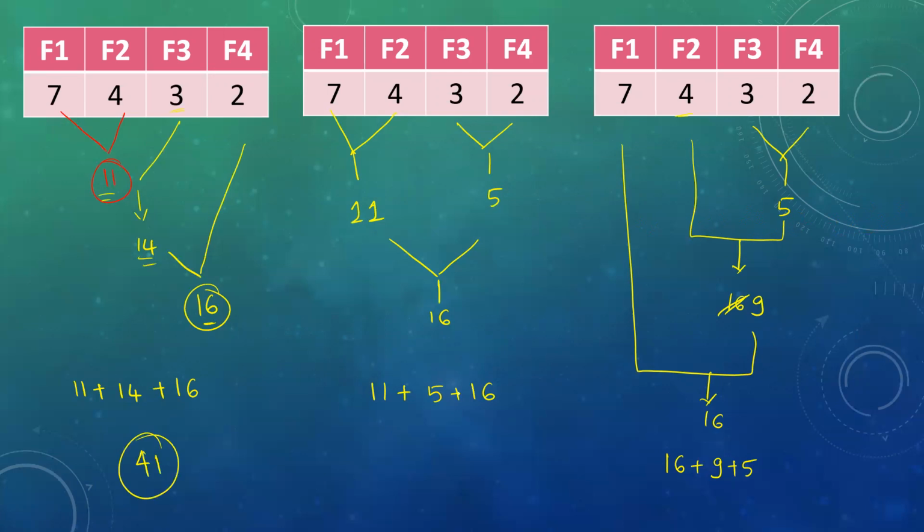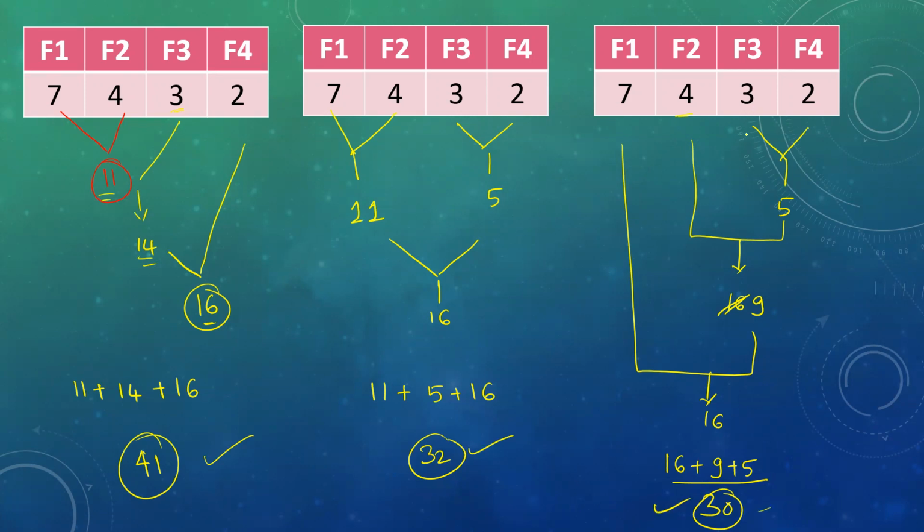And next is 11, 16, 16 plus 16, 32. And then here 9 plus 5, 14, 14, 20, and then 30. So which one is best? 41, 32, and then 30. Out of these three, this is the best.